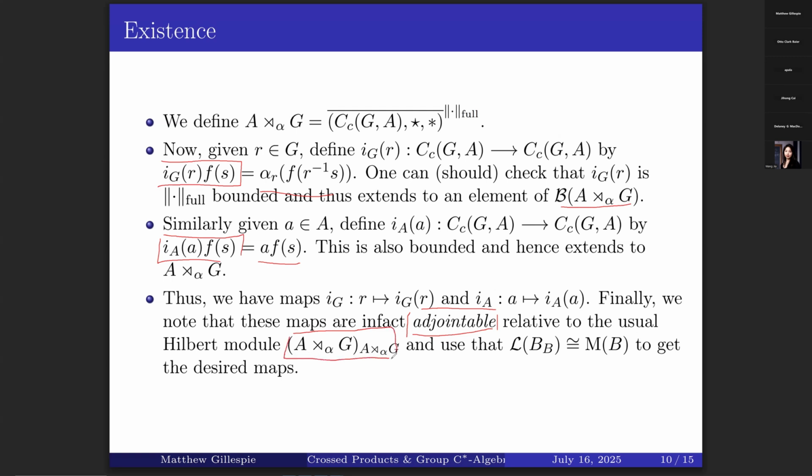I don't want to get into what this is if you haven't seen it before because it's complicated, but there's a very natural isomorphism when you talk about Hilbert modules, which is that if I have any C-star algebra B, the C-star algebra of adjoinable operators of the Hilbert module associated to B is always isomorphic to the multipliers of B. I'm not going to get into the details of why that is, but what that tells you is that these elements, I sub G of R and I sub A of A, are elements of the adjoinable operators of this Hilbert module, which implies they're multipliers. And that gives you the two maps, I sub A and I sub G.